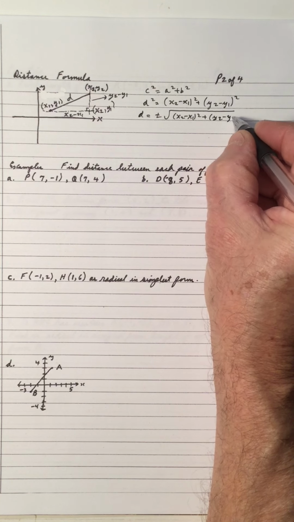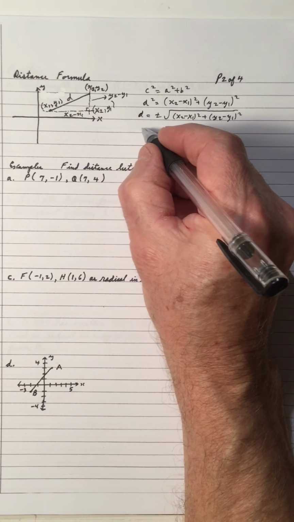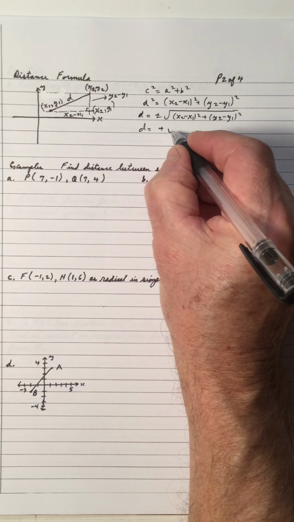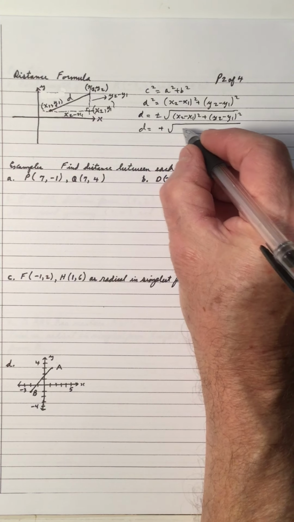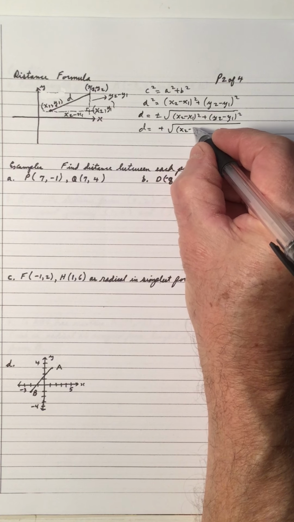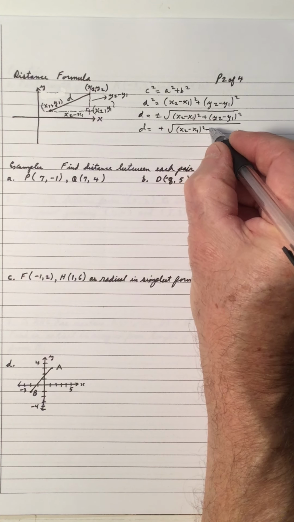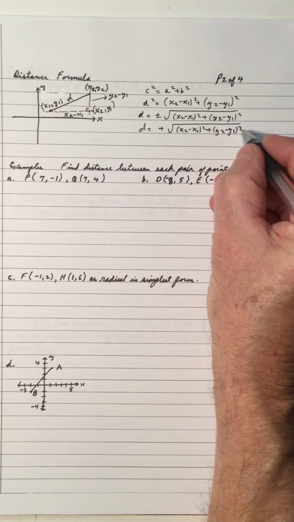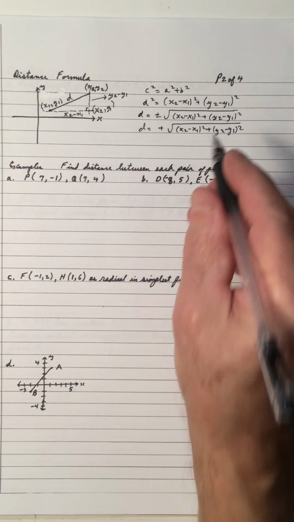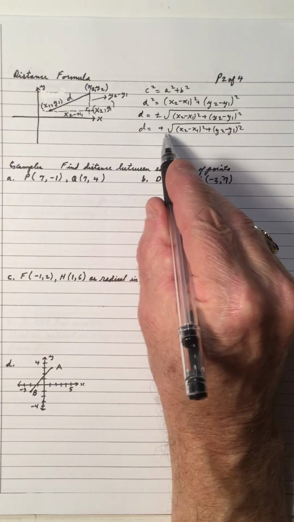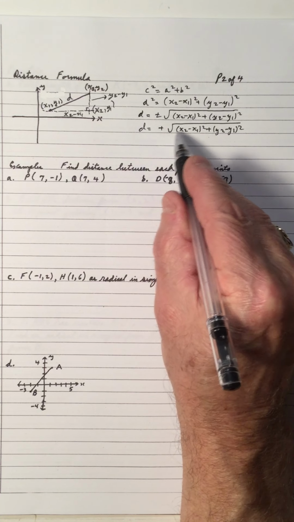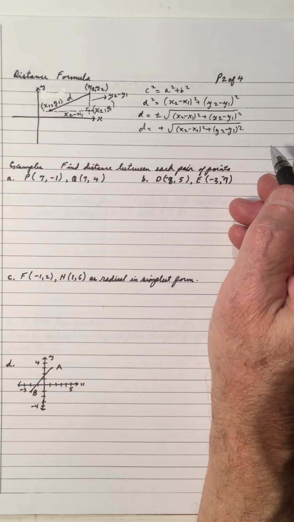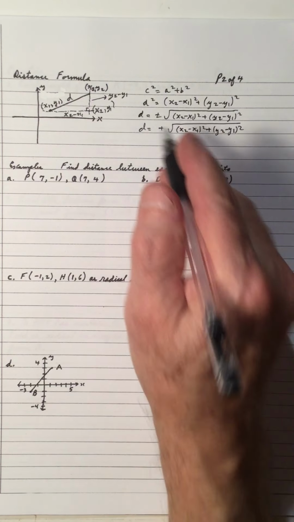But when we're dealing with distance, the distance is always positive, so we're dealing with the positive square root of the difference of the x's plus the differences of the y's. So there's the distance formula. D is equal to the square root of the difference in the x's squared plus the difference in the y's squared. So that's the distance formula.